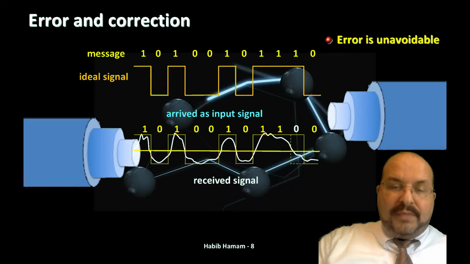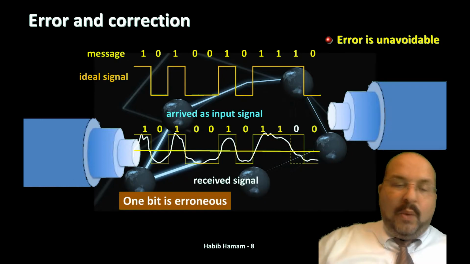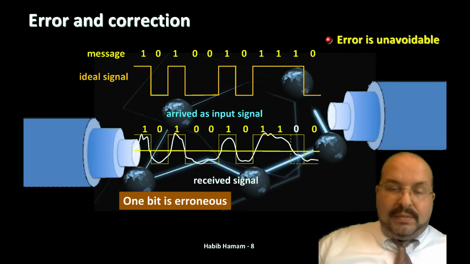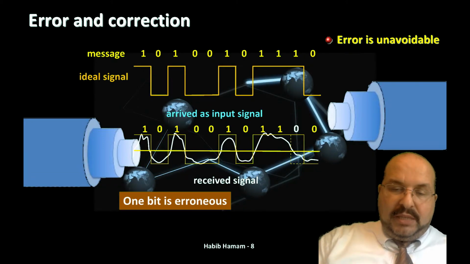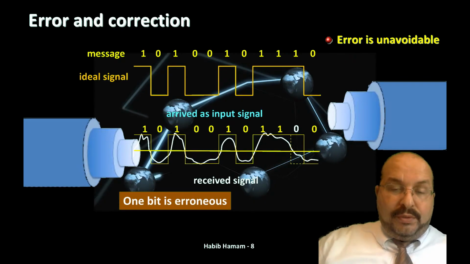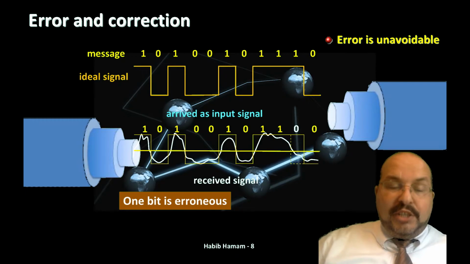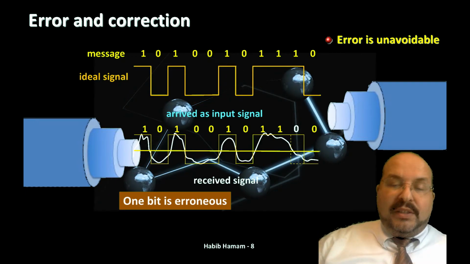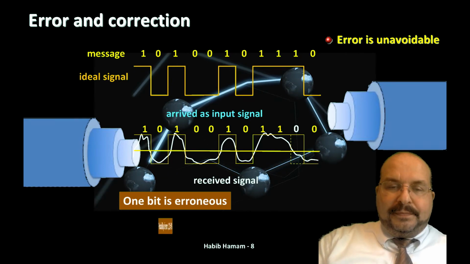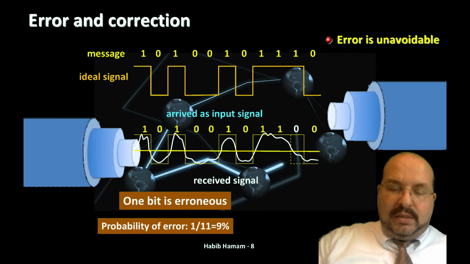So here, 0, which is a wrong value. 1 bit is erroneous in this case. Over 11 bits, one of them is erroneous. But we don't know this at the source, and we don't know this at the destination. So we need to use an intelligent system to correct the situation. That's the subject of the next chapter. The probability error here is 1 over 11.